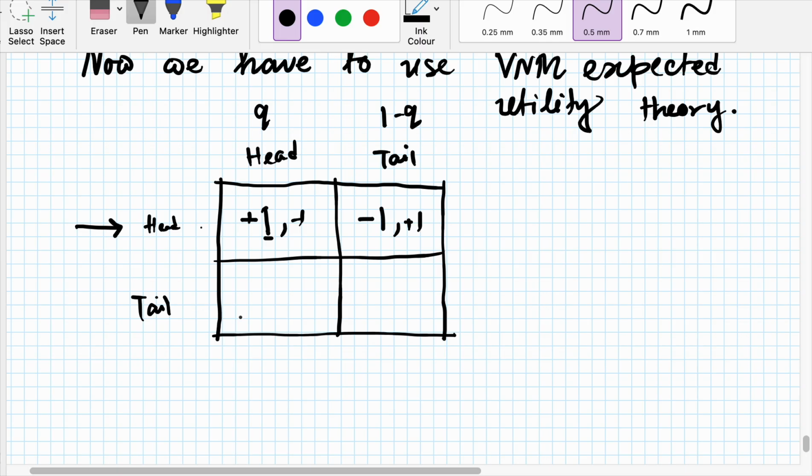And similarly tail also becomes a lottery: with probability q it will get -1, and with probability 1 minus q it will get +1. So that means head and tail now become not certain options but lotteries. Now the individual has to choose among the lotteries, and we have seen that if we assume that players are VNM rational, then we can use the expected utility to represent their true preference.